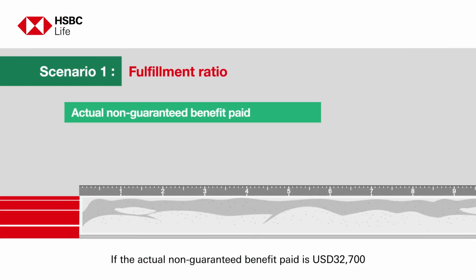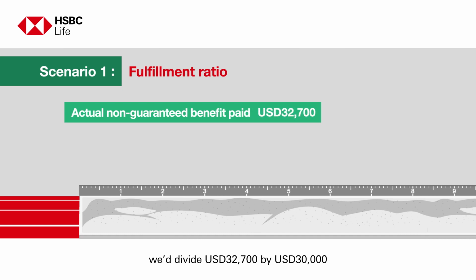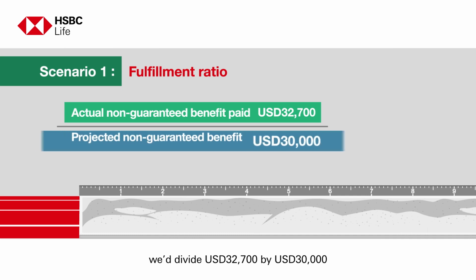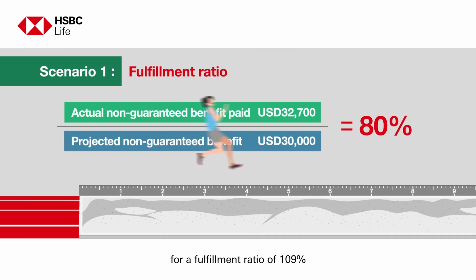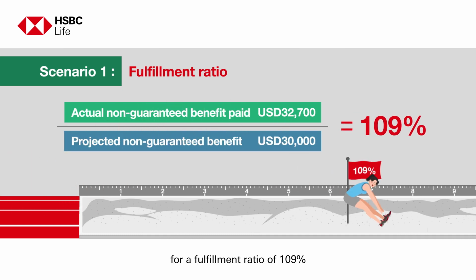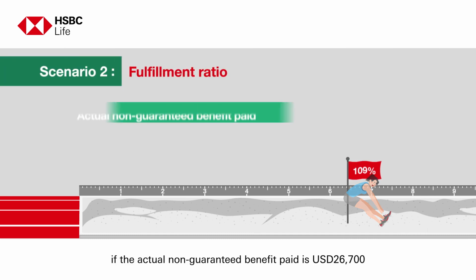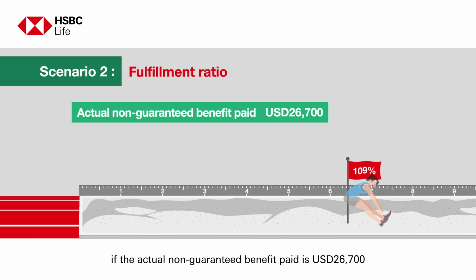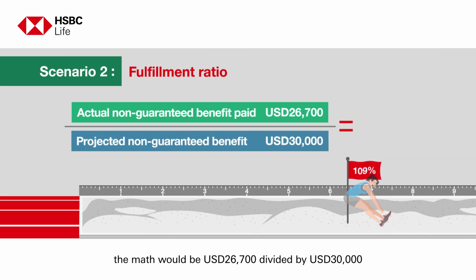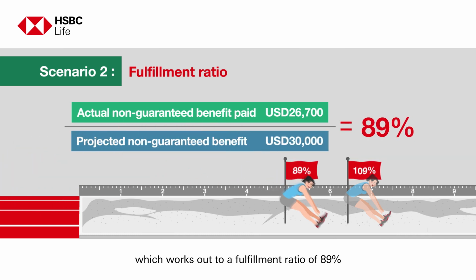If the actual non-guaranteed benefit paid is $32,700, we divide $32,700 by $30,000 for a fulfillment ratio of 109%. By contrast, if the actual non-guaranteed benefit paid is $26,700, the math would be $26,700 divided by $30,000, which works out to a fulfillment ratio of 89%.